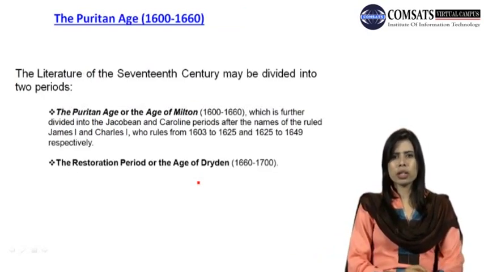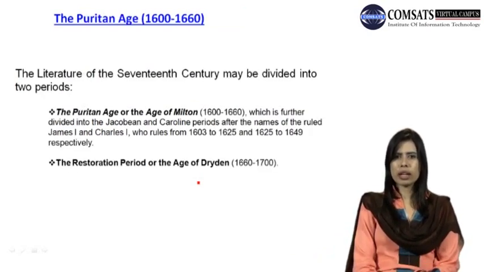The next period, or age, in the history of English literature started in 1600 and ended in 1660. The literature of the 17th century may be divided into two periods. Here, we are not just focusing on the Puritan age. You can see the 17th century, a full-fledged century, is divided into two periods.